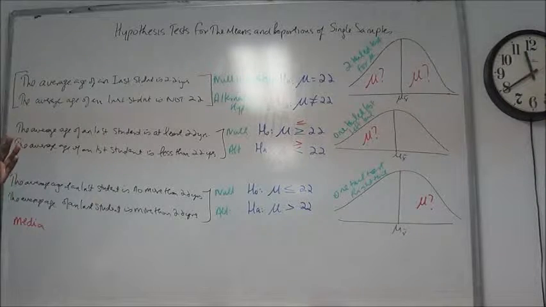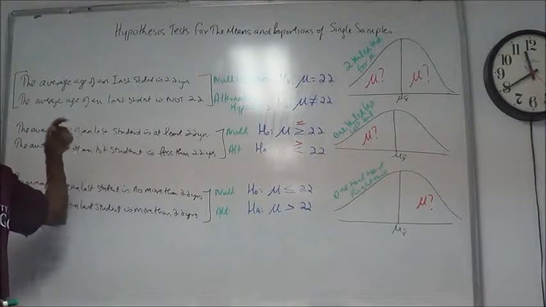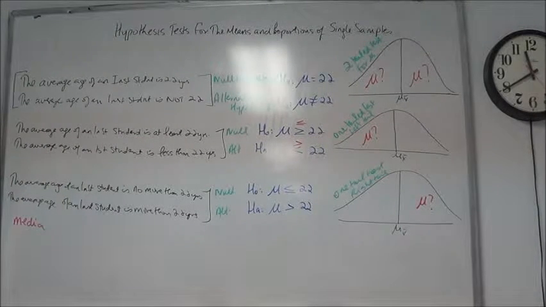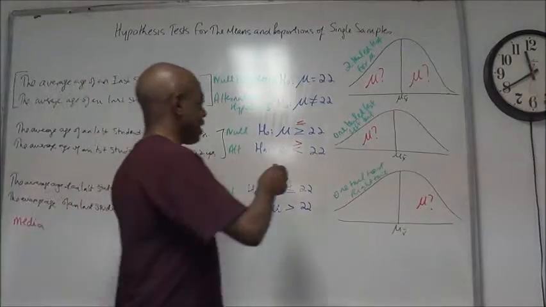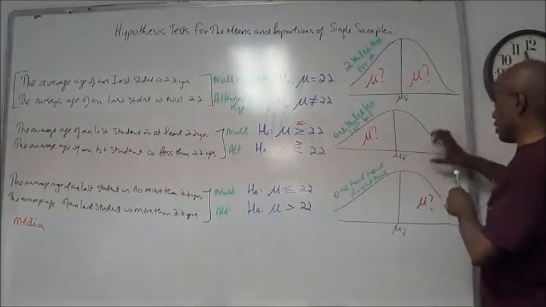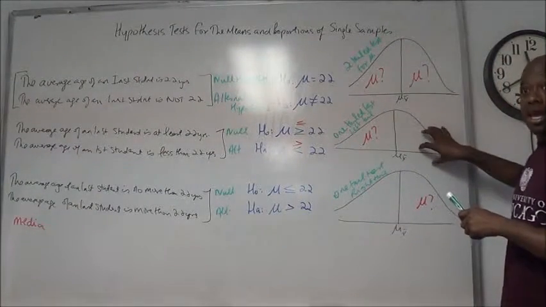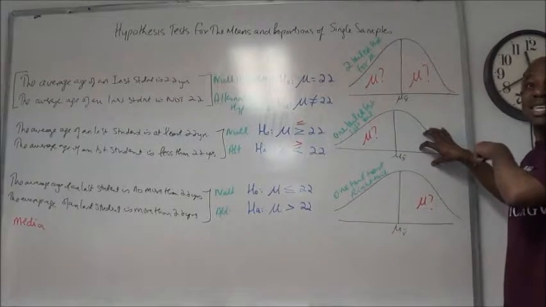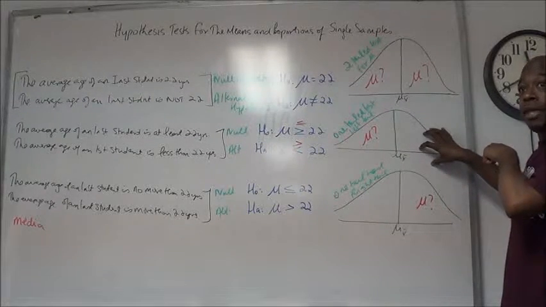There's nothing extreme there. He didn't say the average age of an institute student is way more than 22, or is significantly more than 22. There's nothing extreme about this statement. But if he said it's way more than 22, what does he mean? He doesn't mean it's 22 or a little bit more, right? He's saying it's someplace over here. It's way more than 22. It's in the tail of this distribution.